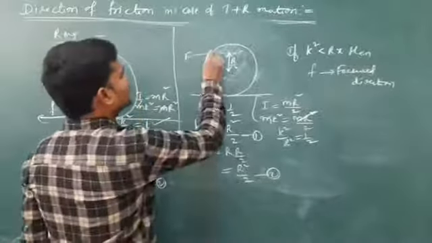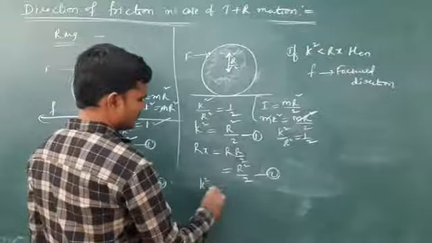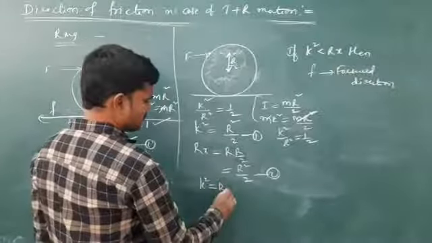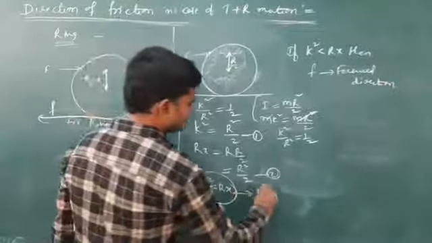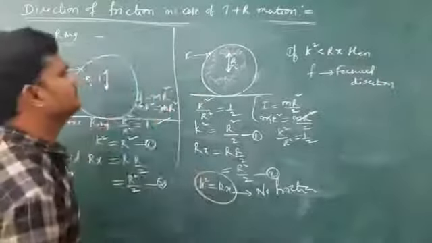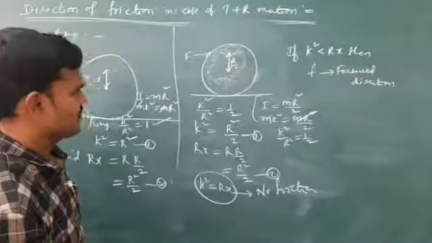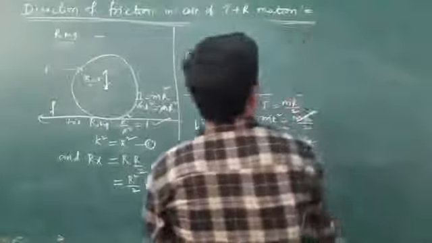If you apply the force at this point, then what are you getting? K square is equal to Rx. As k square is equal to Rx, this is the condition for what? No friction. Okay, no friction.